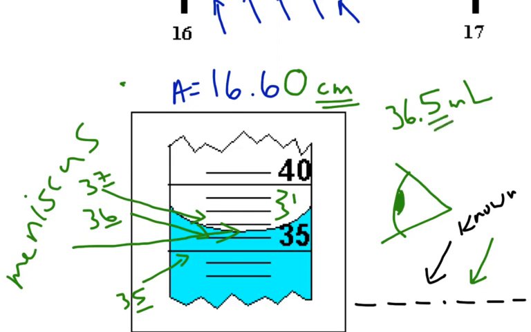So you're always going one place past the known. And the known for all of these markings are the ones place. So that's why I went out to the tenths place when reading this.